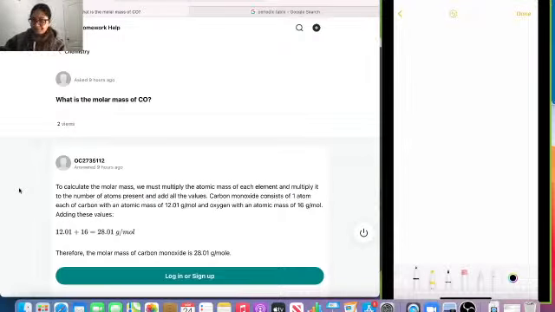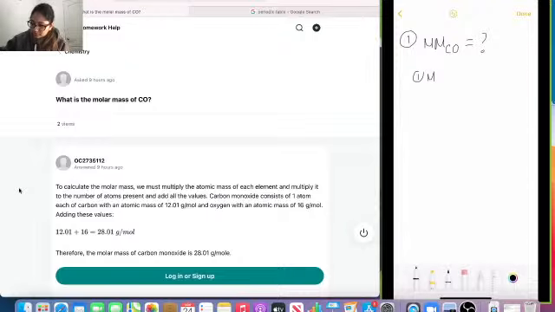And so our first question for today says, what is the molar mass of carbon monoxide? Right, so carbon monoxide consists of one carbon and one oxygen, and in order to find the molar mass of this compound, we can break this down to first find the molecular mass of the individual elements.